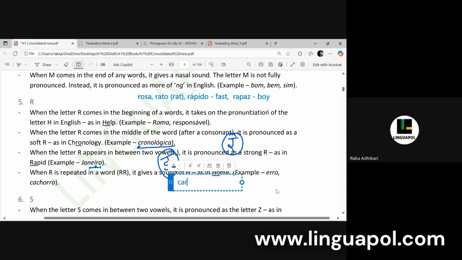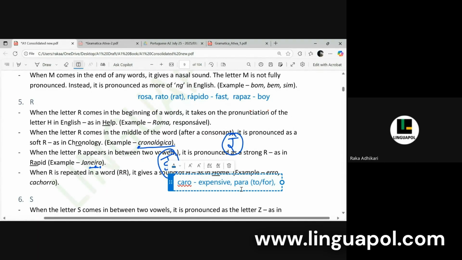For example, caro. Caro means expensive. It doesn't mean car, okay? It means expensive. Caro. Then let's say the preposition we use a lot, para. Okay? Para means to or for. It's used as a preposition. The R is coming between two vowels, so it gives the sound of R.